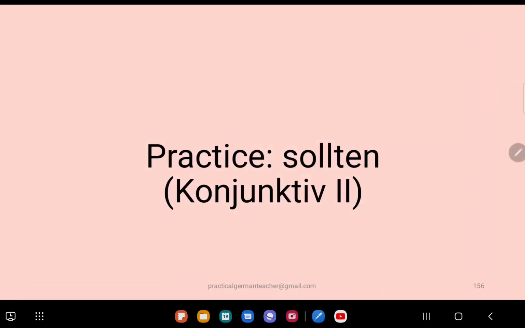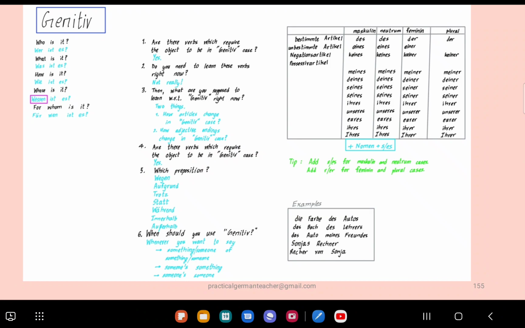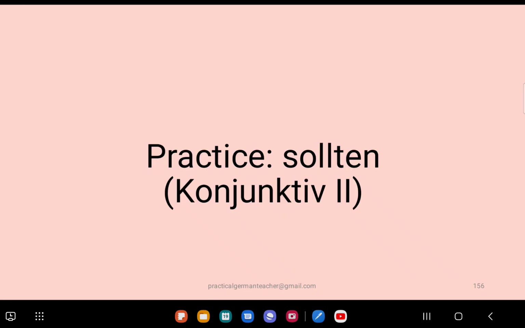If not, please ask. Let's practice sollten. We'll not practice genitive today. This will be homework for you, and if you do the homework, we will discuss the answers in the next session about genitive exercises. Let's practice sollten. Before we go, what is sollten?